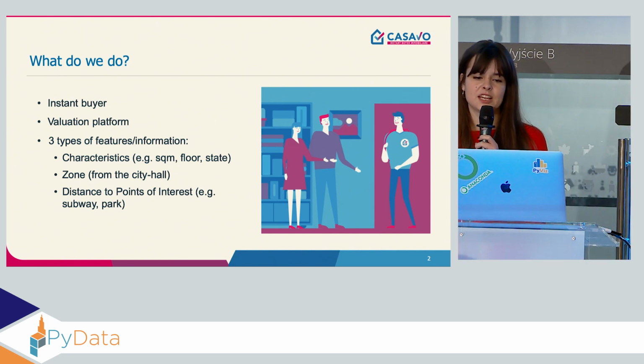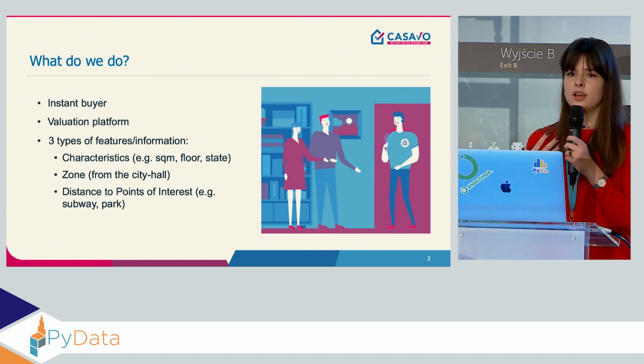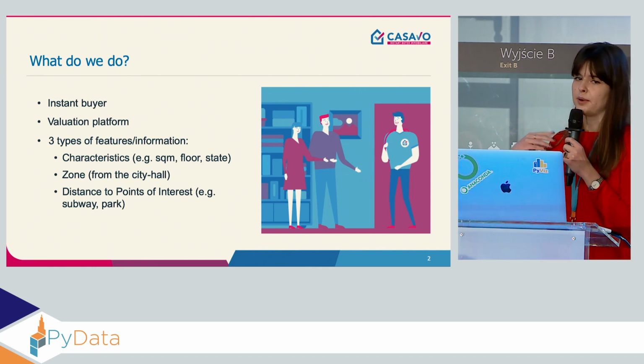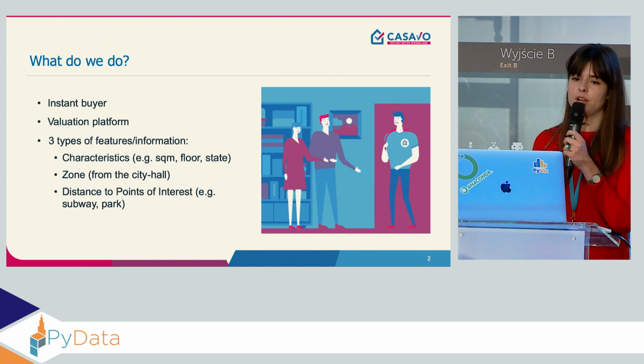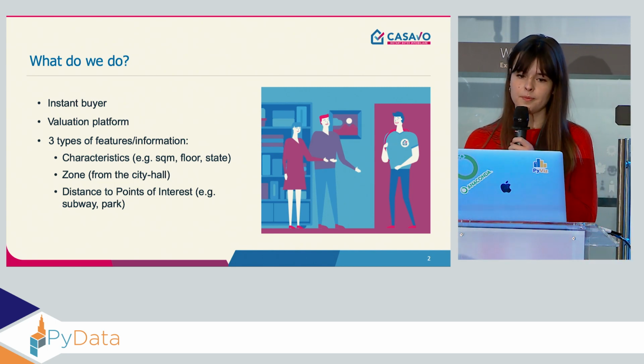But from this, I just want you to get the idea that the location of the apartment is important, because we have to find this radius, we have to find the distance from our target apartment to the apartments that we already have in the database. So location is very important for our model and for the valuation.